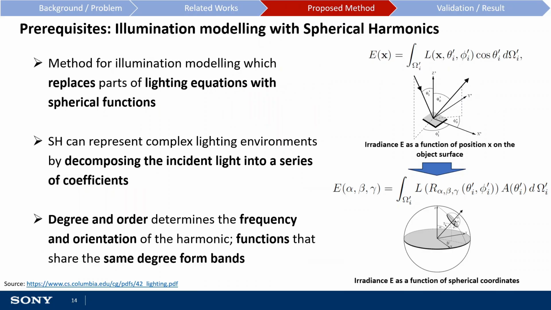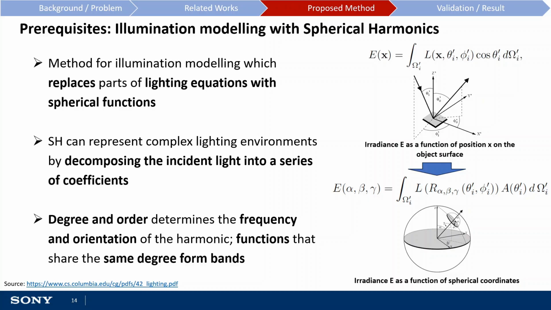Before diving deep into each component and proposed constraints, I wanted to share a few prerequisites. First is the concept of spherical harmonics. It is a method of illumination modeling which replaces parts of lighting equations with spherical functions that have been projected into frequency space using the spherical harmonics as a basis.